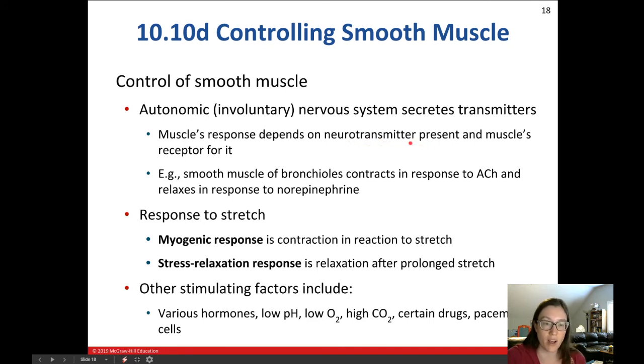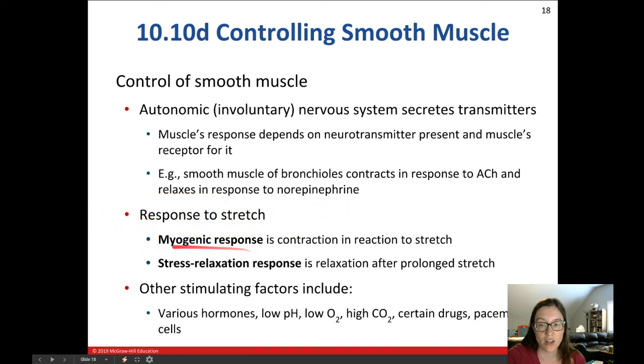So it gets a little bit complicated, but our autonomic nervous system can tell it to contract or relax. For example, smooth muscle of the bronchiole contracts in response to acetylcholine and relaxes in response to norepinephrine. So different neurotransmitters can cause a different result from the smooth muscle. There's also a really important one: these muscles often respond to stretch.